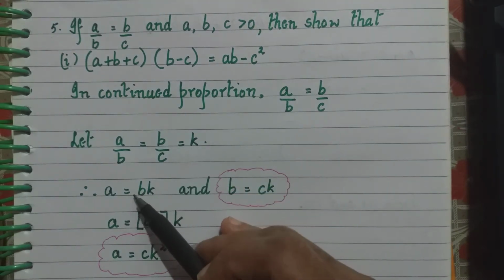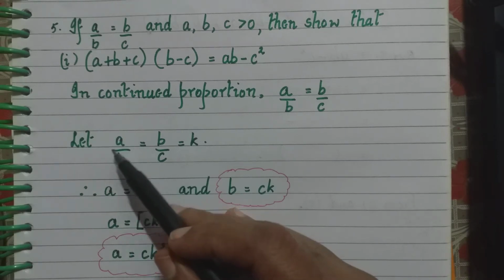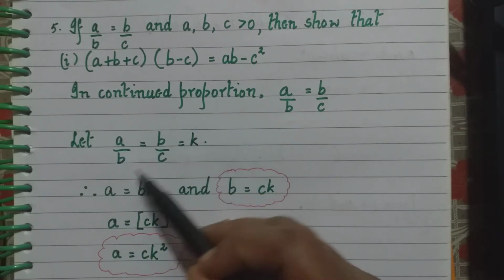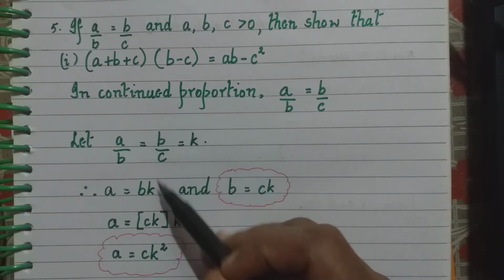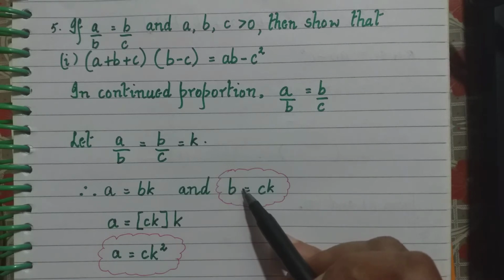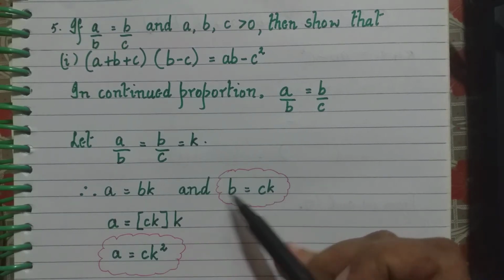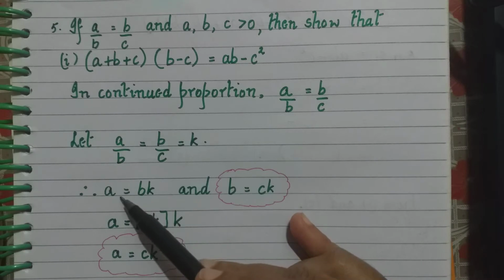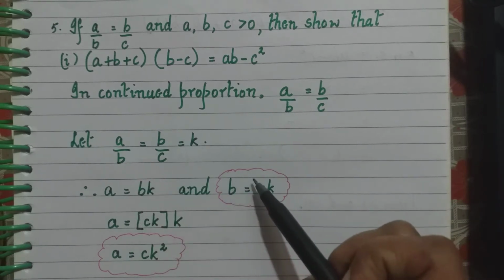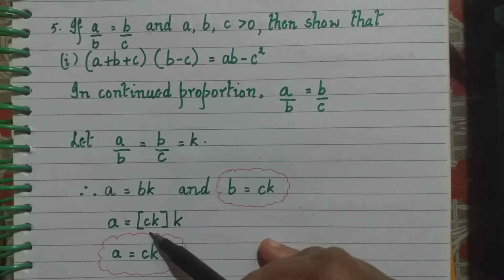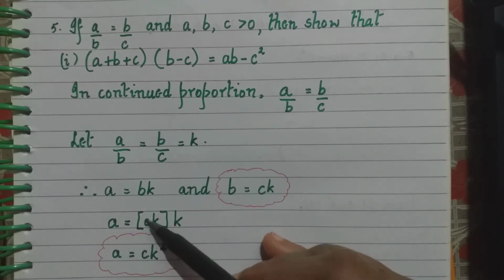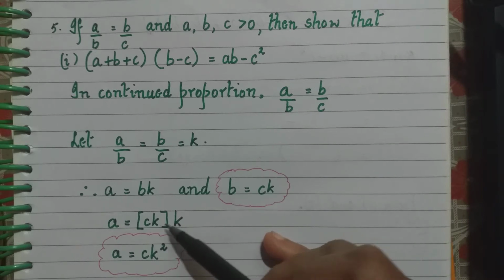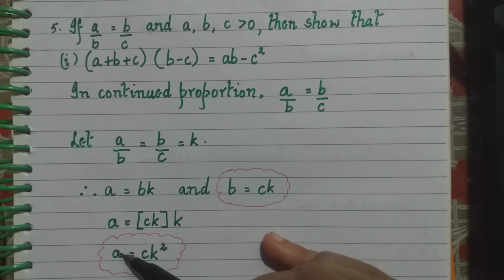So see here, first we write a equal to bk as I explained to you. a by b equal to k, so if you take b on the other side, a equal to bk. Same way, b by c equal to k, so c on the other side will be b equal to ck. Now since a is equal to bk, in place of b we can put ck. So this becomes ck and then this k outside. So a is equal to ck into k. k into k is k square. Therefore a is equal to ck square.